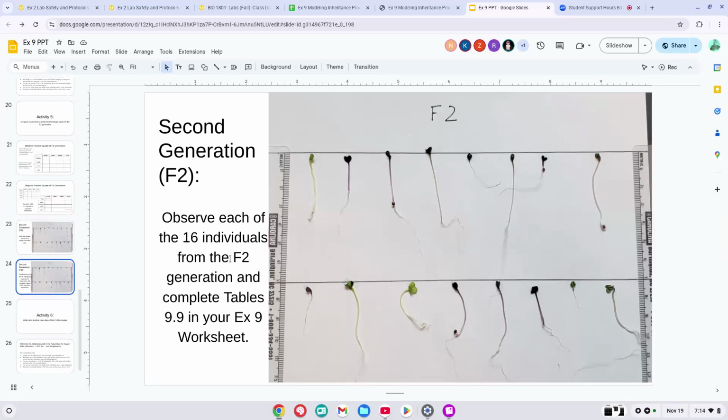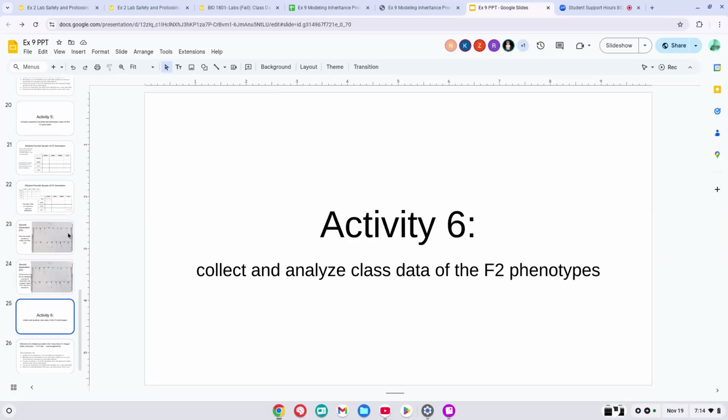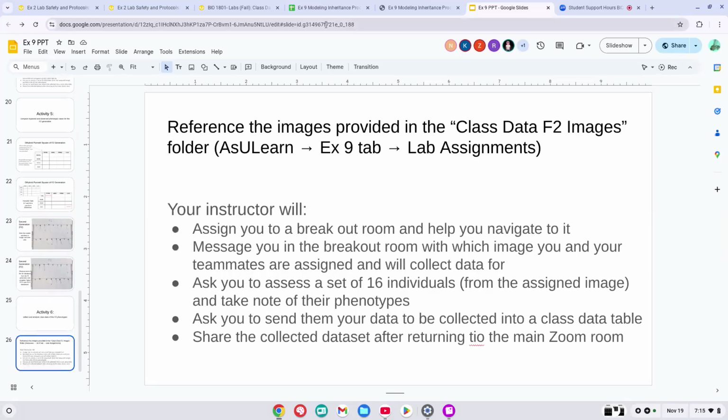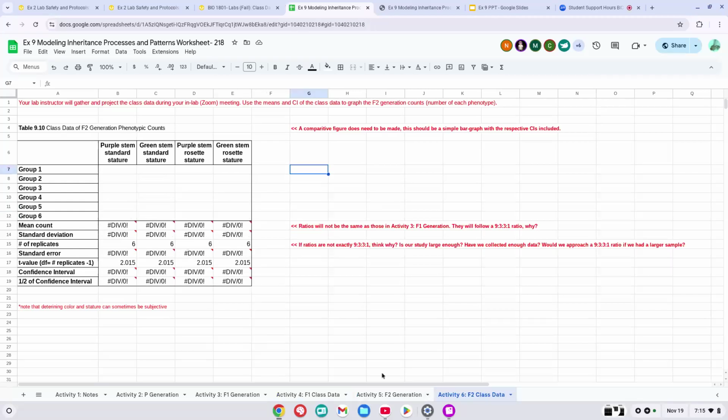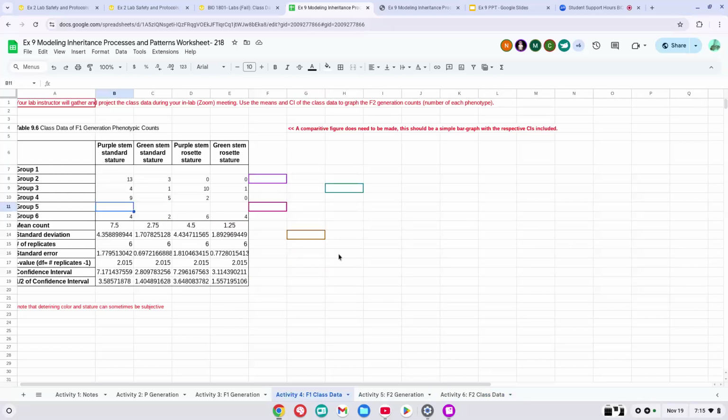So you'll look at those 16 individuals and then complete table 9.9. And do not leave once you're done with table 9.9 when I put you in these breakout rooms, because you'll take that data and put it right there. Then I'm going to have you go back into this spreadsheet. After breakout rooms, you'll do activity 5 for the F2 generation and put all that data in here. Do not leave after you finish putting this data in, because we're going to come back and talk about the results for activity 4 and then the results for activity 6. Okay?